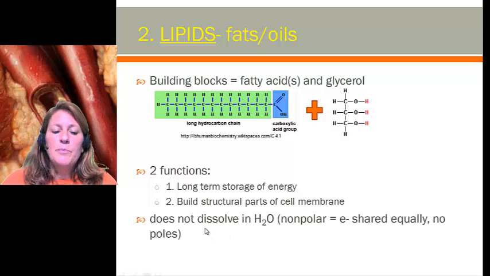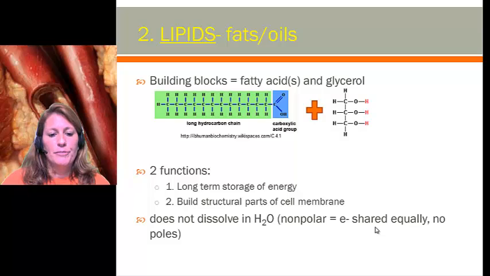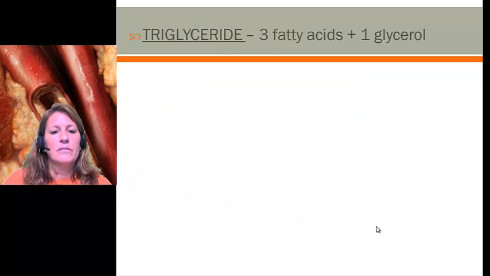And lipids, I'm sure you've heard this, that oil and water do not mix. Well, it's because the oil cannot dissolve in water because it's non-polar. There's no poles involved. The electrons are shared equally, but there's no attraction to help break that apart. So that's why they can't dissolve.